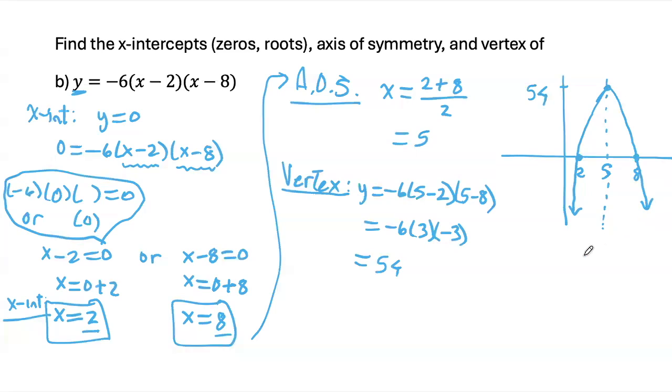This time it opens down. We're not surprised because of this negative on the 6. That makes it open downwards.